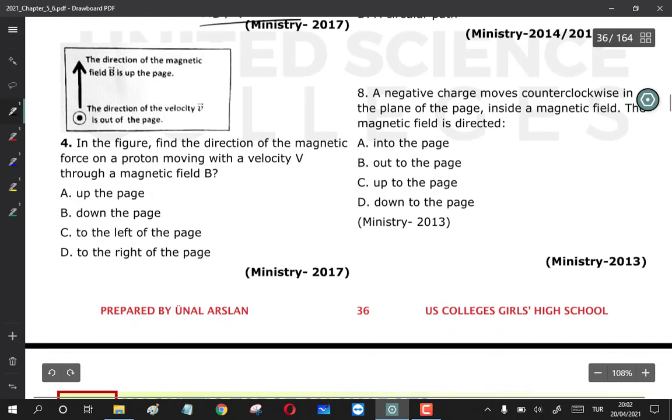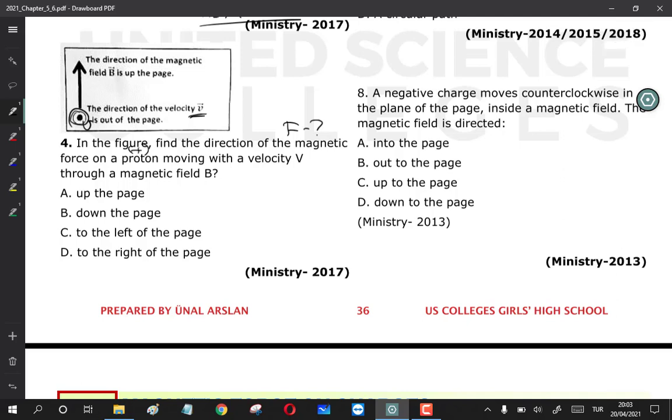Question number 4. In the figure, find the direction of the magnetic force. So we will find the direction of the magnetic force on a proton. It's a positively charged particle moving with a velocity through the magnetic field. The velocity is out of the page. This is V. The direction of the magnetic field is up to the page.